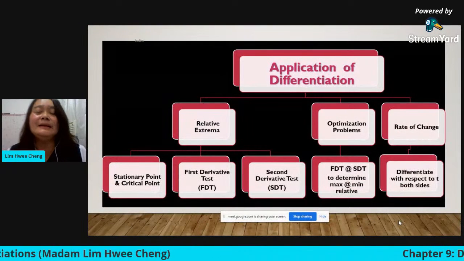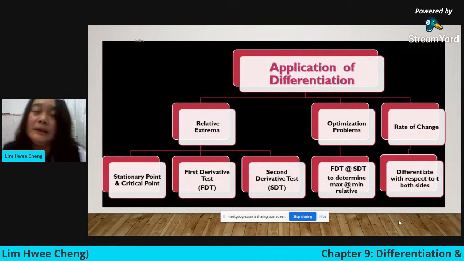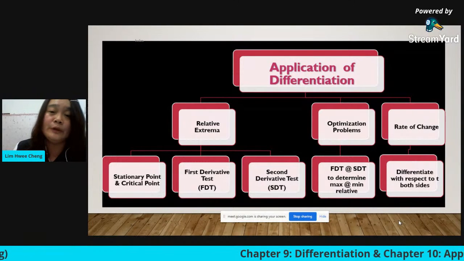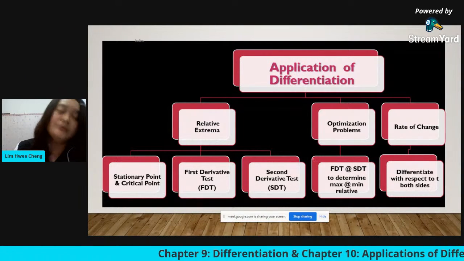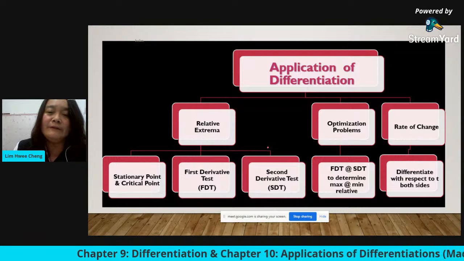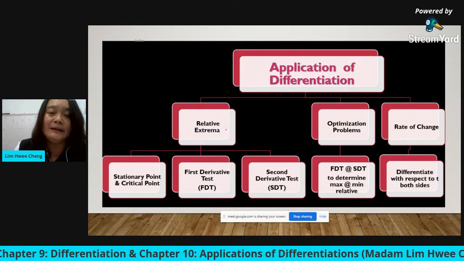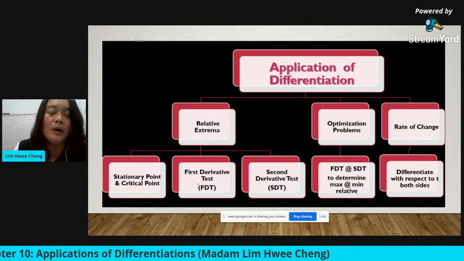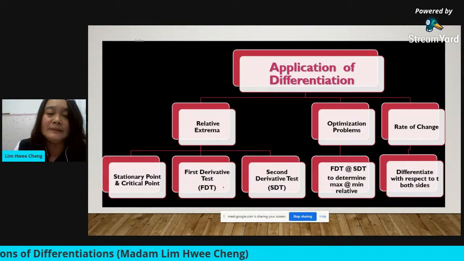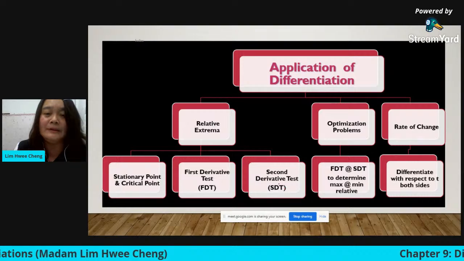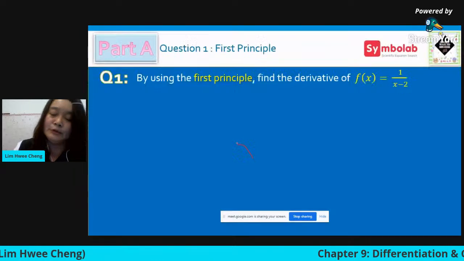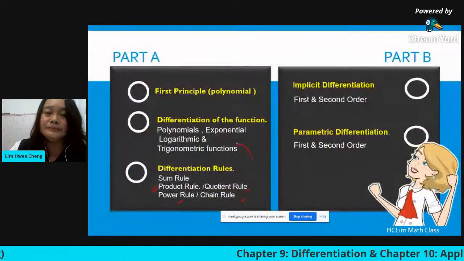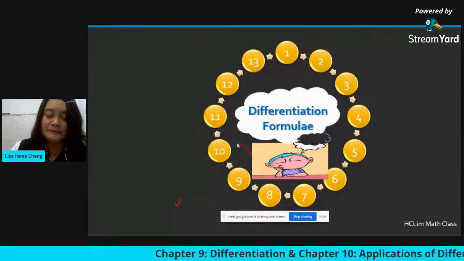Okay, so basically this is the important summary chapter for the applications of differentiations. We basically have three categories. One is the relative extremum. Normally the stationary point and the critical point, including the first derivative test and second derivative test, are included in this subtopic.